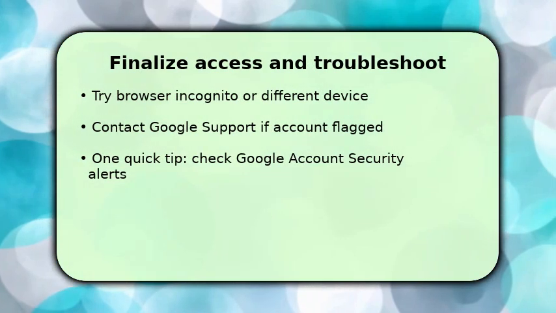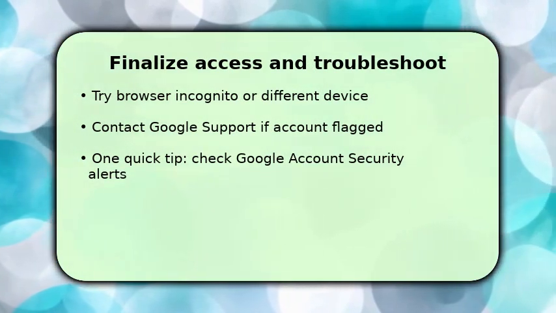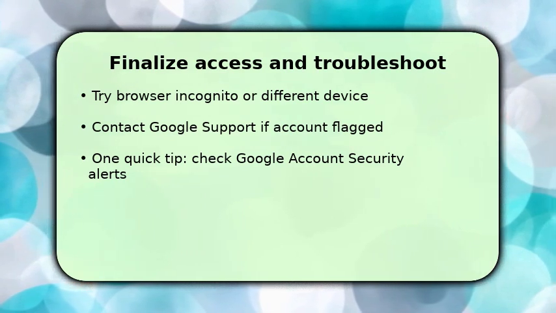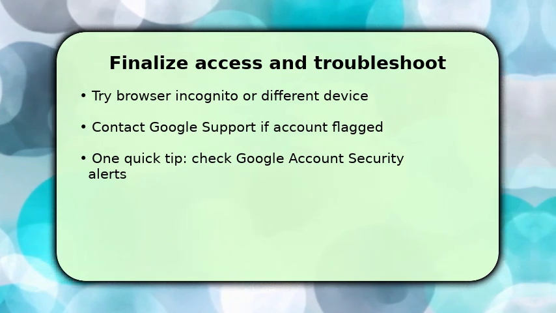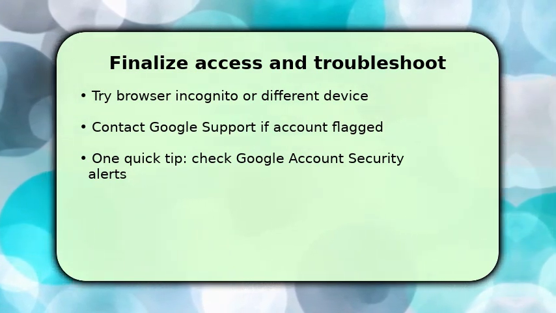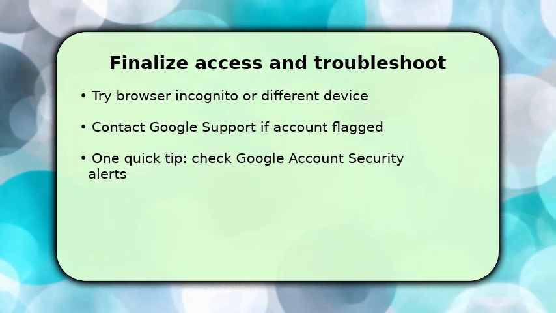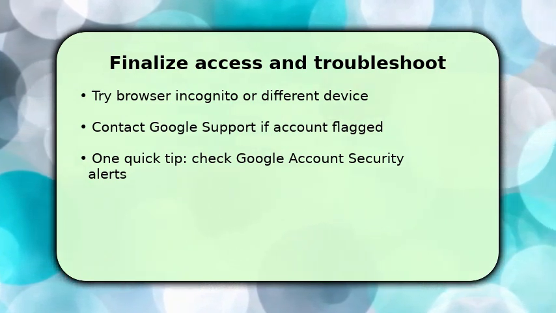Finish by verifying service-specific settings. Open voice.google.com or the app, confirm forwarding numbers, and accept any permission prompts. If access still fails, try an incognito window, a different browser, or another device to isolate the problem.